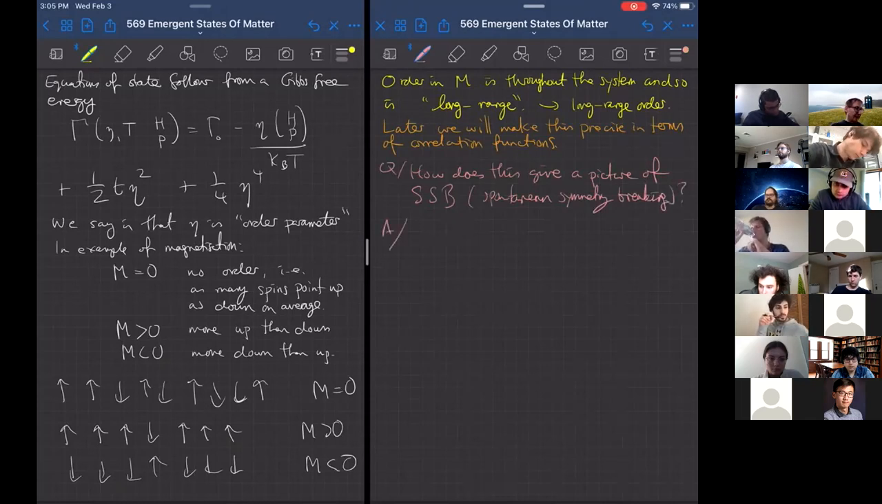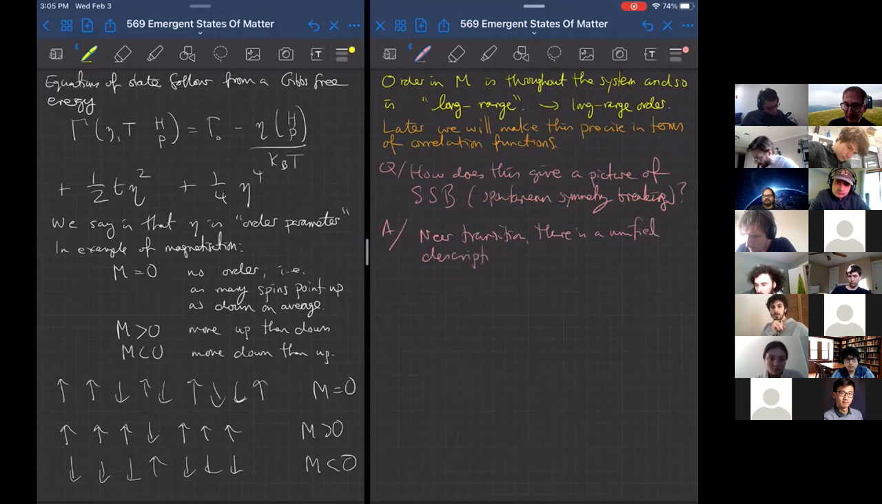So let's, the answer is we'll do it as follows. So we'll say that the whole point is that near the transition, there is a unified description for both these systems. And it is not an accident.